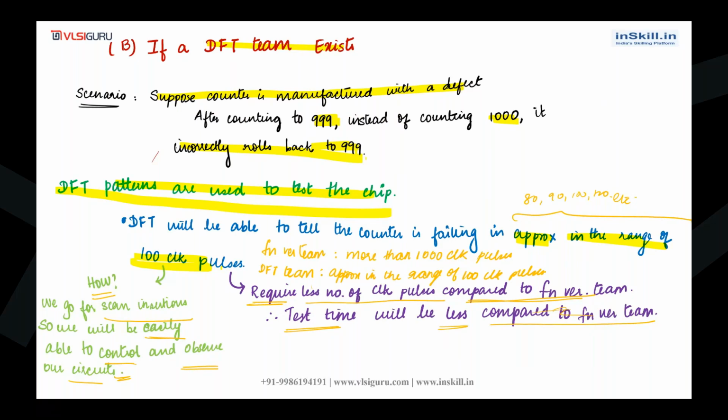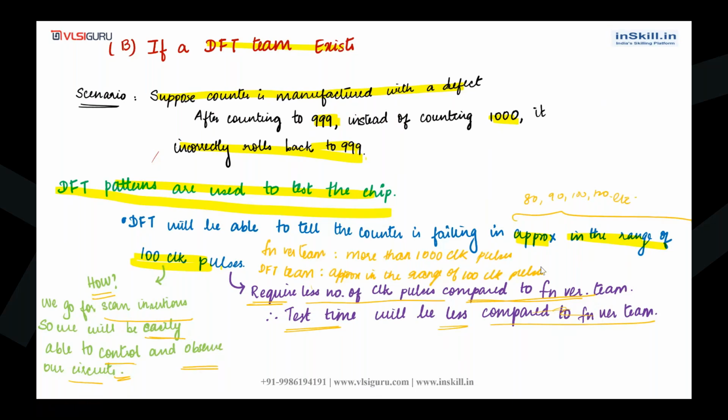In this particular situation, the functional verification team had required more than 1,000 clock pulses. For the DFT team, we require approximately in the range of 100 clock pulses. So as you can see, the DFT team requires a smaller number of clock pulses compared to the functional verification team. The reason is we will be going for scan insertion, so we will be easily able to control and observe our circuit.